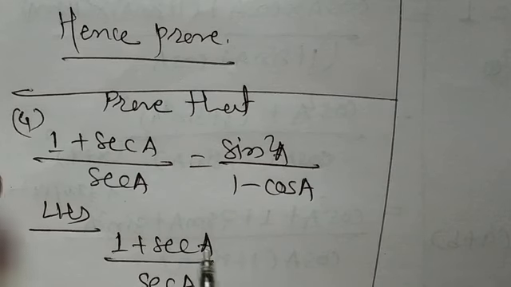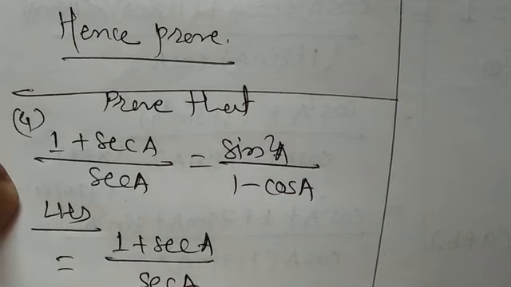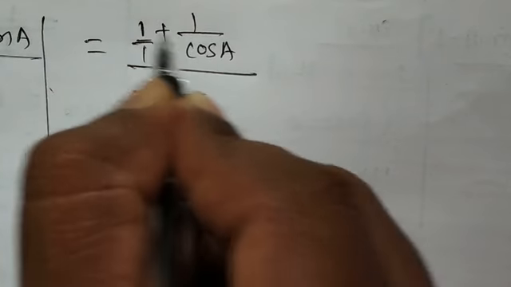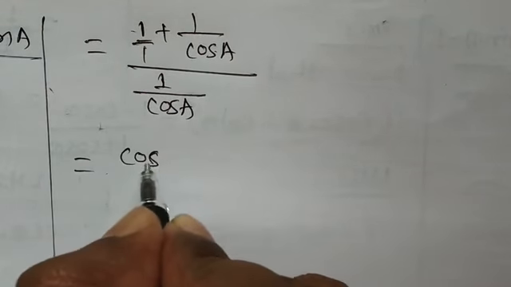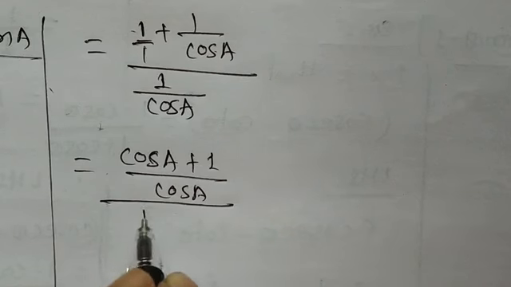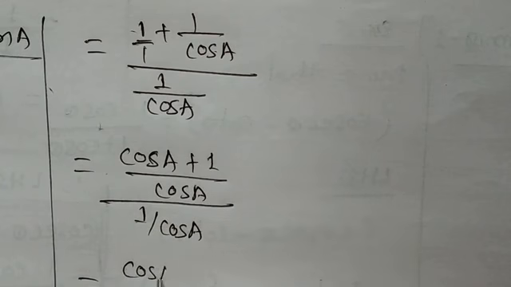So that is equal to 1 plus sec means 1 plus 1 by cos, upon sec, that is 1 by cos. Now solve this. 1 into 1, that is cos A plus 1 upon cos A, upon 1 by cos A. That is cos A plus 1 upon cos A, and this is in reverse multiplication, that is cos A upon 1. Now it will be cancelled.